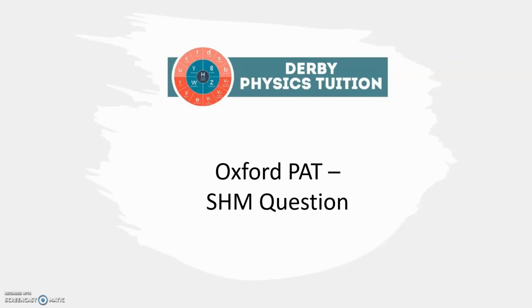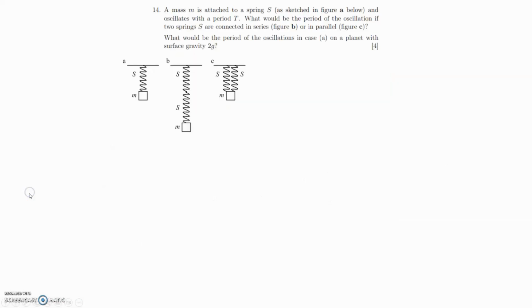She's in year 13 studying simple harmonic motion at the moment, and this is a lovely extension question. It's from the University of Oxford Physics Aptitude Test past papers, drawing on knowledge from simple harmonic motion and from physics that you may have studied in year 12. So a really good extension question to test your understanding of simple harmonic motion. So let's have a look at the question.